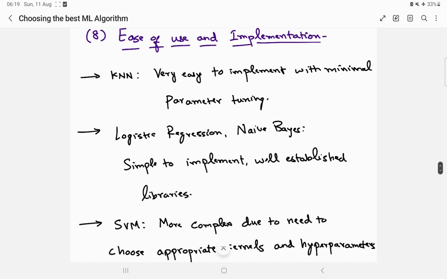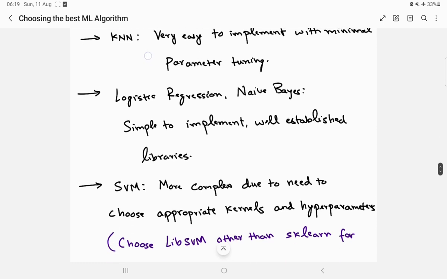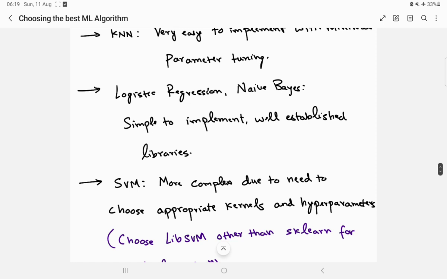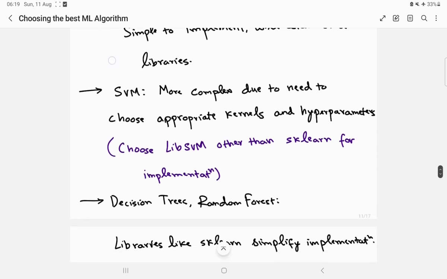So when it comes to KNN, it's pretty easy to implement with minimal parameter tuning. So packages like sklearn do a fairly good implementation of KNN and you can utilize those. Same thing for logistic regression and naive Bayes. So both are simple to implement and have well established libraries like sklearn to take care of the heavy lifting.